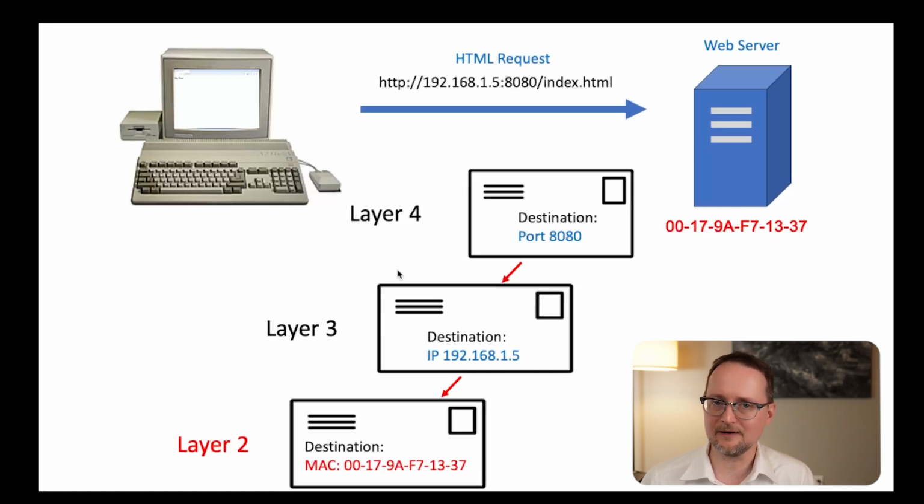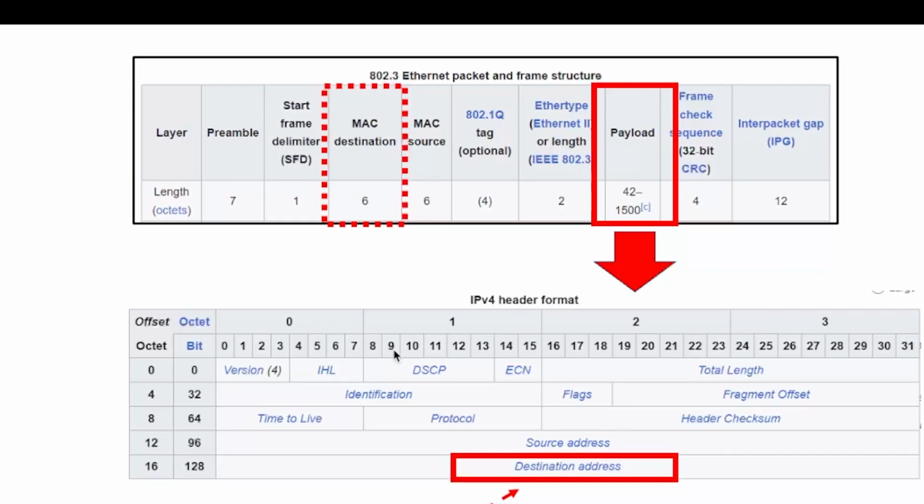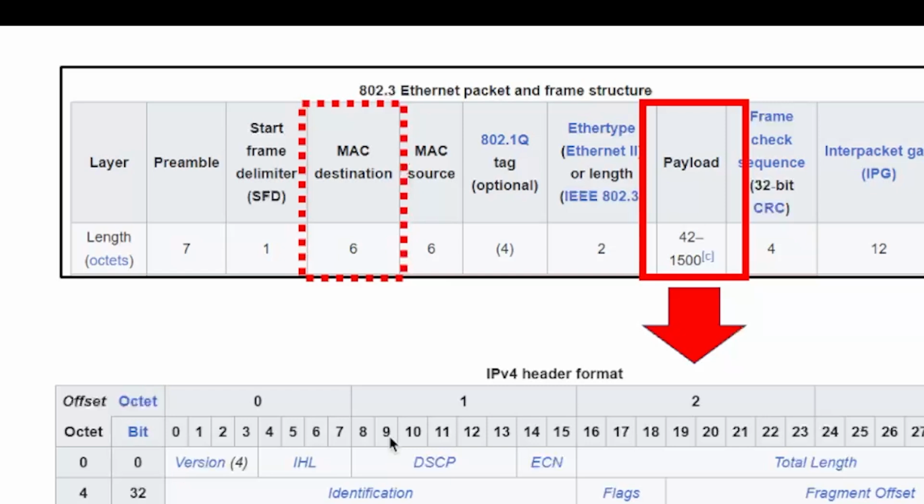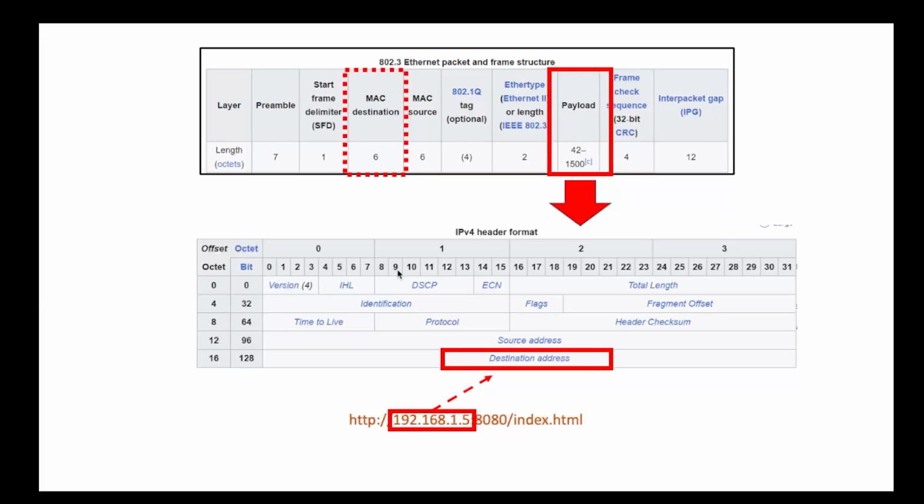Now, keep in mind, the layer 2 envelope now has all the other envelopes nested inside, including our original letter requesting the index.html file. Okay, going back to our Ethernet frame, the frame on the top would be equivalent to our layer 2 envelope, and the payload section is where our layer 3 envelope would be nested inside.